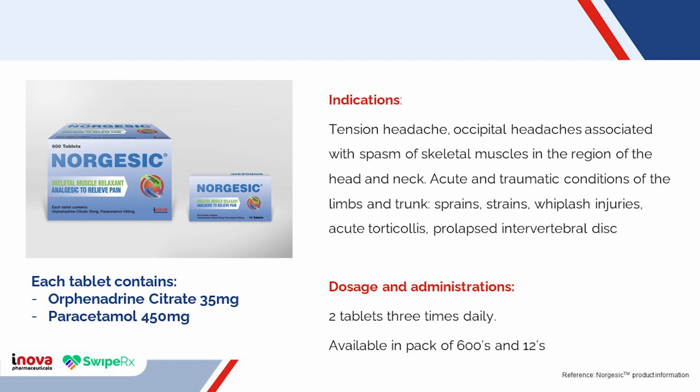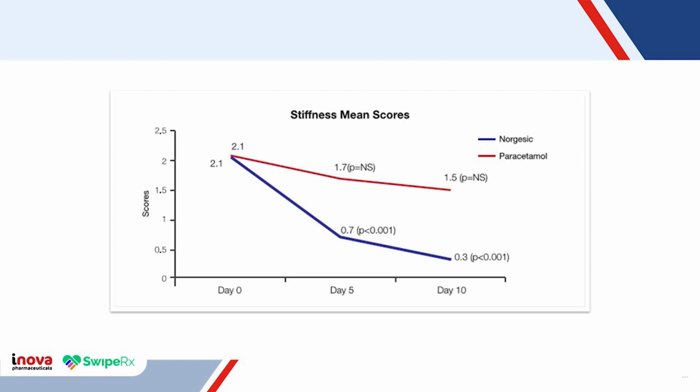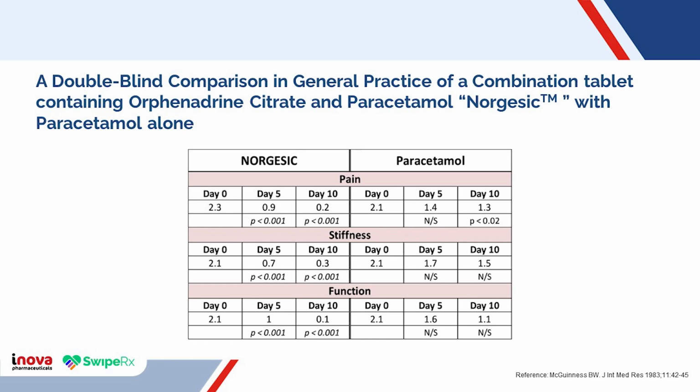All right, next. So we can see here the scores when it compares Norgesic with paracetamol, the pain scores and also the spasm scores. Next. The stiffness scores. Next. So this is the double-blind comparison study that shows Norgesic with paracetamol. And as you can see, at day 10, there are significant changes that are superior to paracetamol alone.